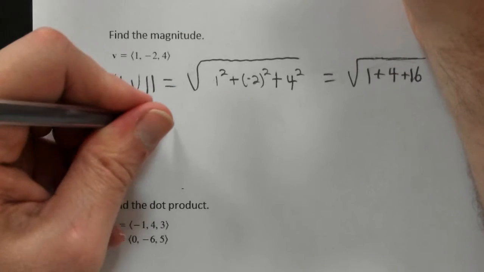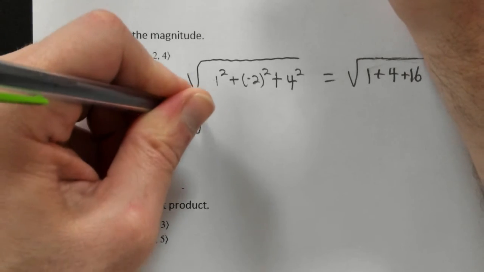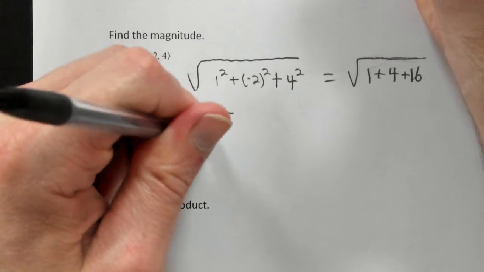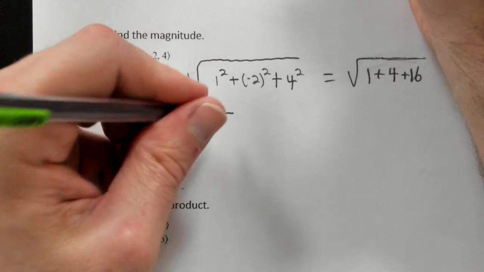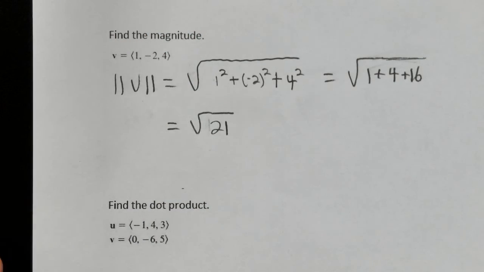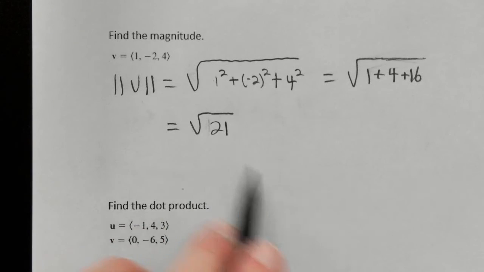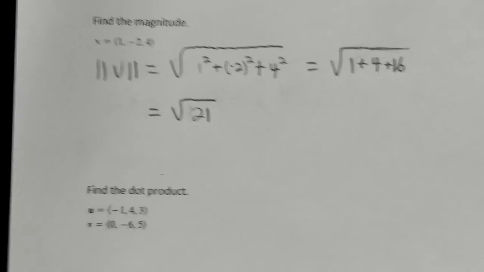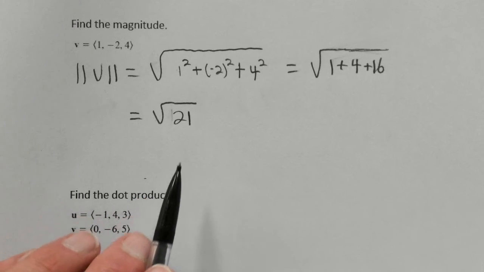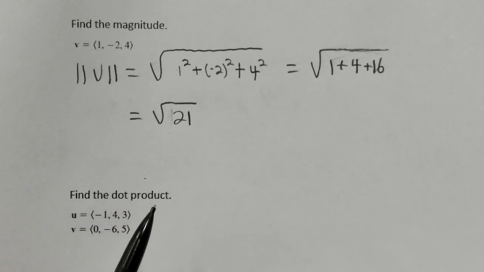And that would be equal to the square root of 21, which can't be simplified any further than that. If you wanted to turn it into a decimal just to see what the decimal was, you could do that, but that's probably the answer that you're going to see. Remember, 4 times 4 is 16, and 5 times 5 is 25, so it's somewhere between 4 and 5.